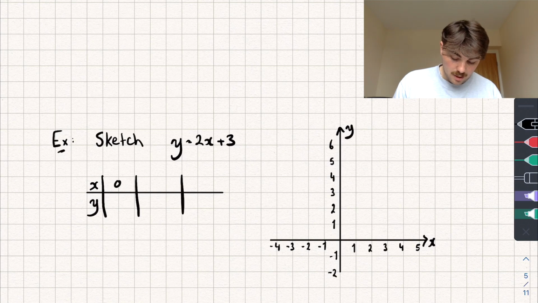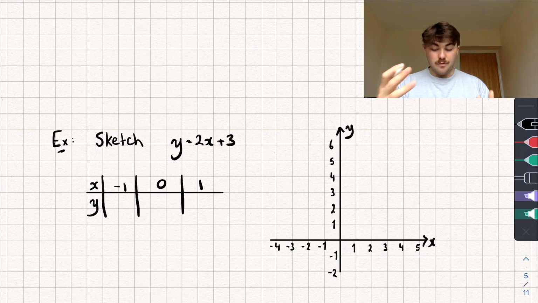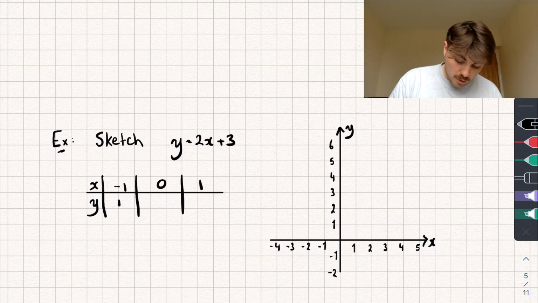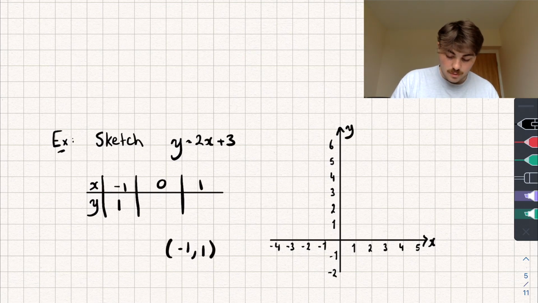So you might have had, say, -1, 0 and 1, and you'd substitute each value of x into the equation, and get a corresponding value of y. So for example, if we substitute in x equals -1, we would get 2 lots of -1 is equal to -2. Plus 3 gives us +1. So now we've got a coordinate. We know when x is equal to -1, y is equal to +1.